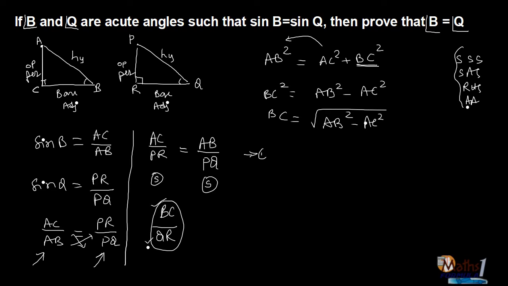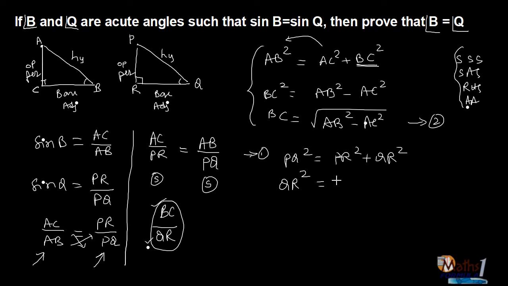Let's call this 1 here, let's call this 2 here, and similarly we need QR. If I apply the same thing with the second triangle, Pythagoras theorem: PQ square equals PR square plus QR square. I need QR, so I'm going to put QR on one side and the rest on the other side, which is PQ square minus PR square when I transpose. So QR will be equal to the square root of PQ square minus PR square.